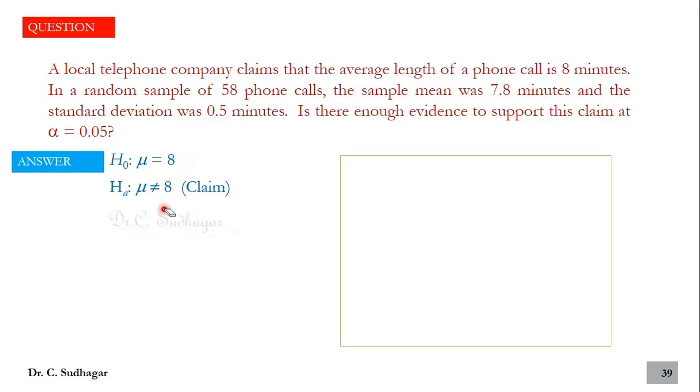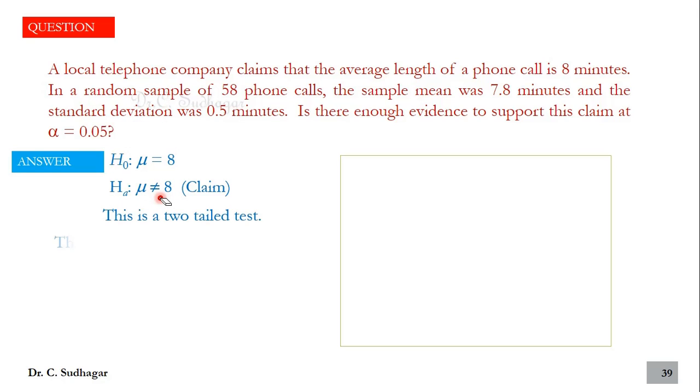What is the alternative? We are going to test whether they are giving the right information or not. Both things are possible. The call can come for more than 8 minutes, or it can be for less than 8 minutes. So we put mu is not equal to 8 as the alternate hypothesis. Both sides are possible, which means it is going to be a two-tailed test for us.